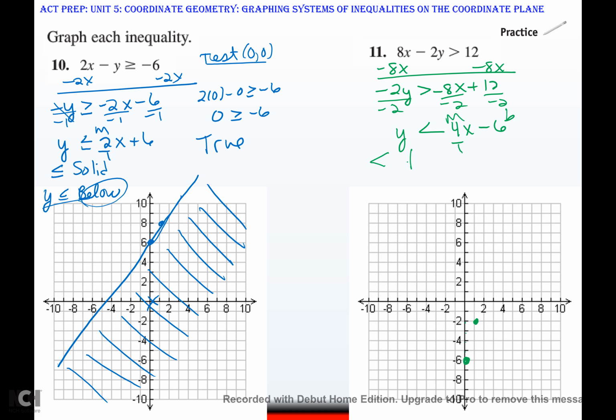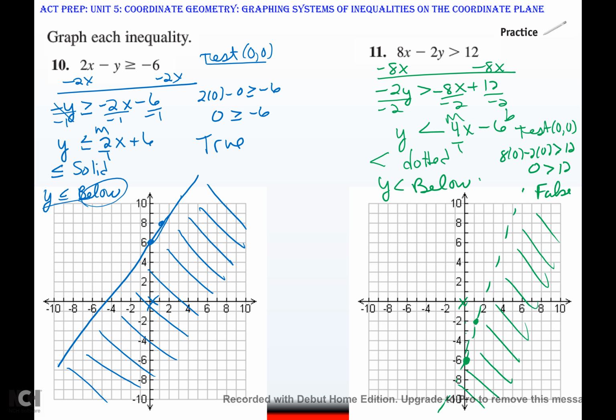The no bar means I'm connecting with dotted. Dot, dot, dot, dot. And then because it's pointing at y, I know I'm going to shade below, but if I test my 0, 0, I have 8 times 0 minus 2 times 0 greater than 12. Is 0 greater than 12? Let me think about that. No, I'm pretty sure this time that's false. So wherever 0, 0 is, I don't want to shade, so I shade the other side, which is below, like I thought. Okay?